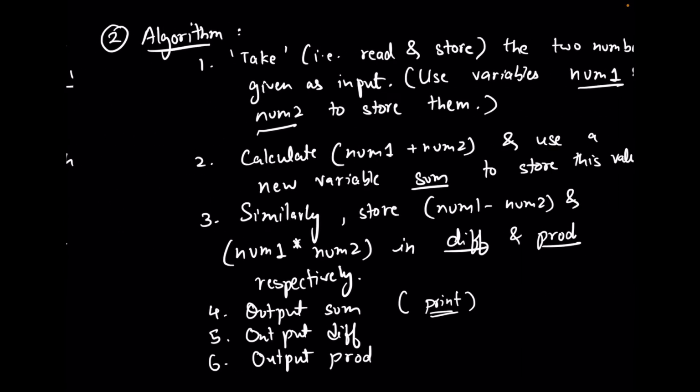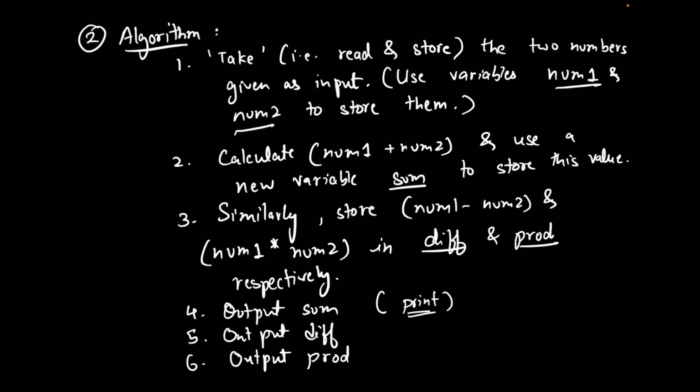Now the next steps 4, 5 and 6 would just be outputting or printing, as we've learned before, the values of these variables on the screen, right? So that's all that our algorithm is, right? We first take input, then we calculate the sum, difference and product, and we store them in new variables, and then we output the values of these variables, right? Now let's move on to the coding part.